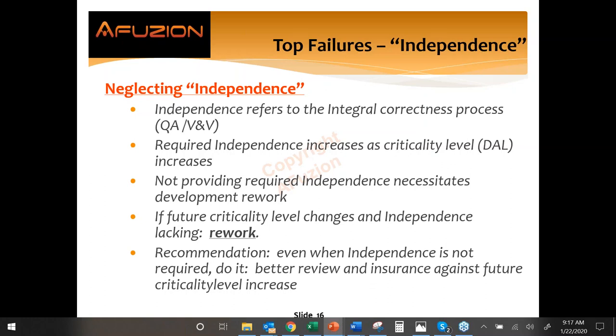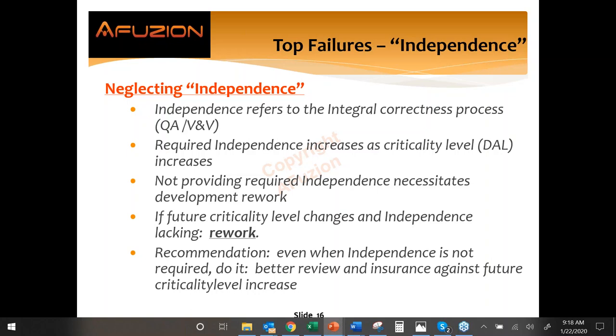But remember, as the criticality level increases, so does the independence. You have to prove that everything was independently verified. And QA, PA doesn't do reviews. Oh, yes, they do, but we don't call it reviews. It's audits. Reviews are technical. Audits are process oriented. Audits are a sample. So if you don't have the required independence, then you have development rework potential.